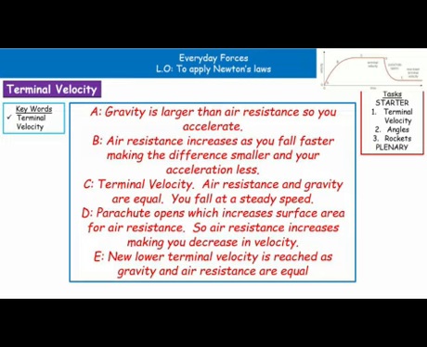Then at point E, finally, we've got our terminal velocity being reached again, but at a much lower velocity than before we opened the parachute. And again, the reason we reach terminal velocity is because gravity and air resistance are equal to one another. So make sure you've got those points written down. If you've not got any of those, I'd suggest hitting pause on the video and making sure you've got the full explanation of that graph.